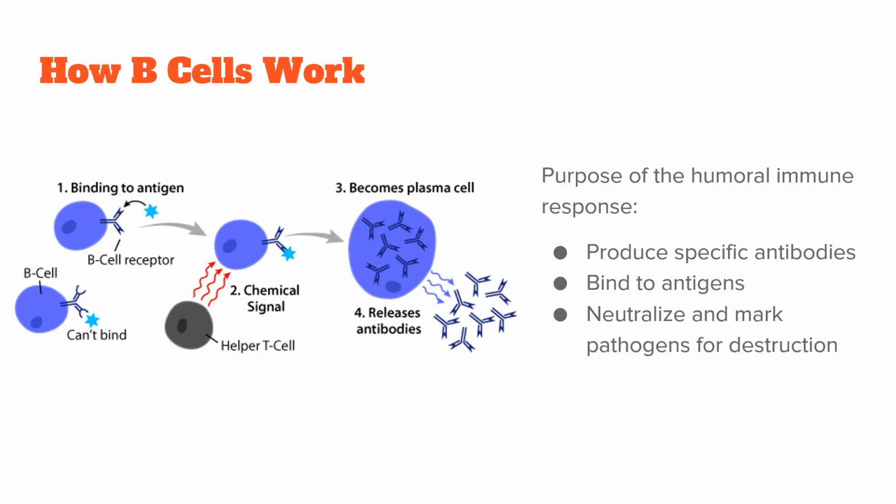B cells drive the humoral immune response. Their main job is to produce antibodies that bind to antigens. Once bound, antibodies neutralize pathogens, clump them together, or tag them so other immune cells can destroy them. You can picture antibodies like custom-made handcuffs that fit only one type of criminal. They lock onto specific invaders and hold them for removal.